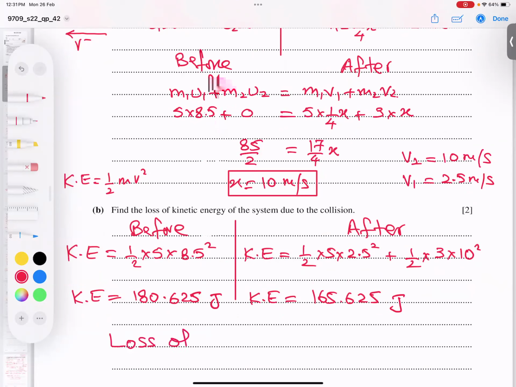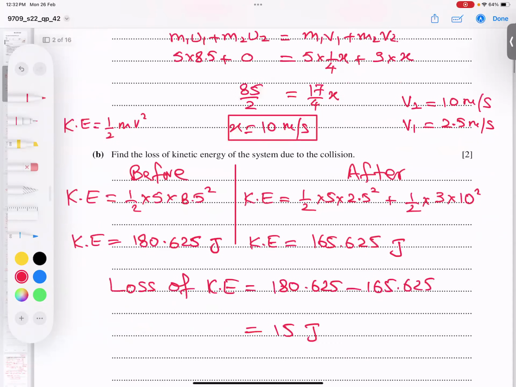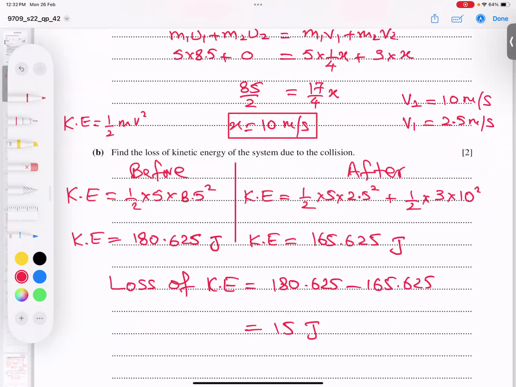So loss of kinetic energy. Loss itself means negative, so I will not say this minus that. I will say 180.625 minus 165.625. If I subtract, 15 joules is our answer. So Alhamdulillah Rabbil Alameen, I believe the point is very, very clear and the question is over.